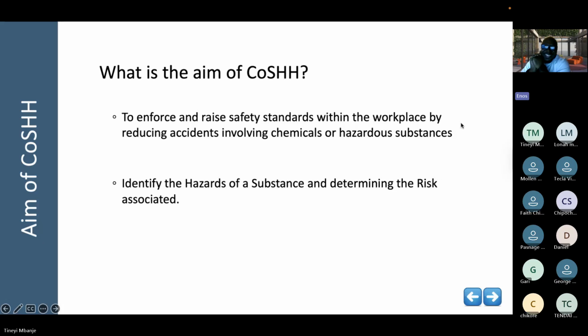COSHH means control of substances hazardous to health, and we can find COSHH in different forms, which can be liquid, solid, or gaseous forms. For example, carbon monoxide. That's the example that I can give you today.